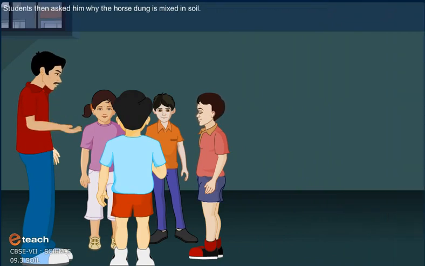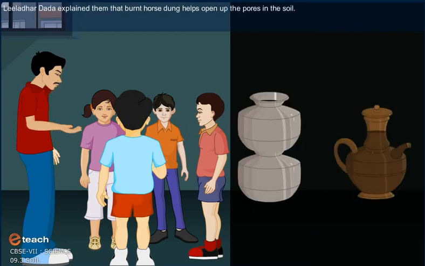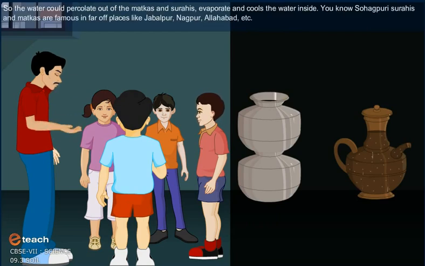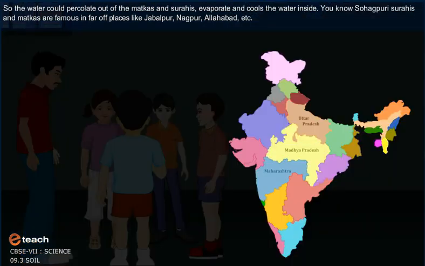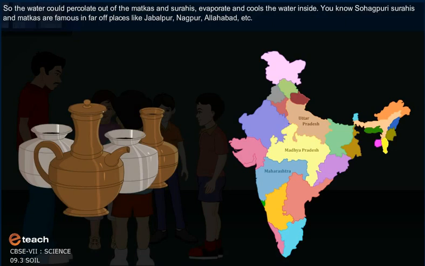Students then asked him why the horse dung is mixed in soil. Leeladhar Dada explained to them that burnt horse dung helps open up the pores in the soil so the water could percolate out of the matkas and surahis, evaporate and cool the water inside. You know, Sohagpuri surahis and matkas are famous in far-off places like Jabalpur, Nagpur, Allahabad, etc.